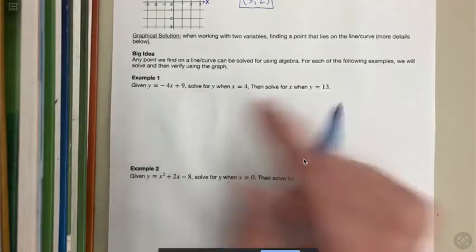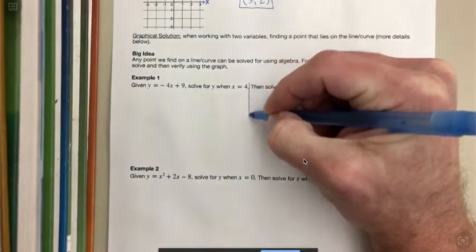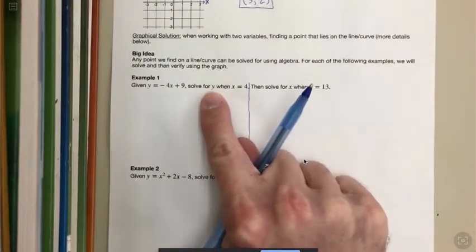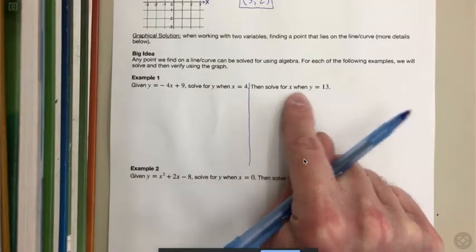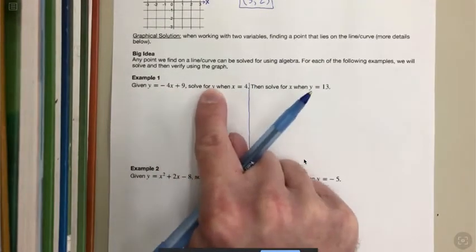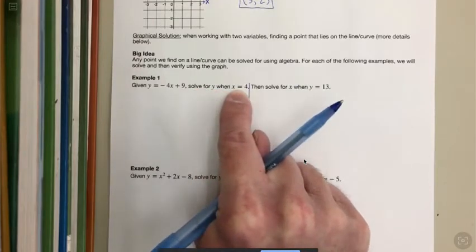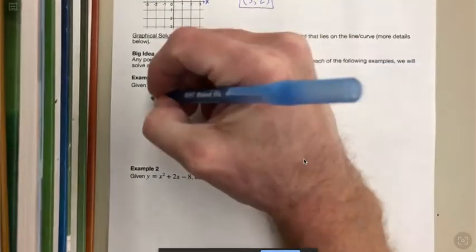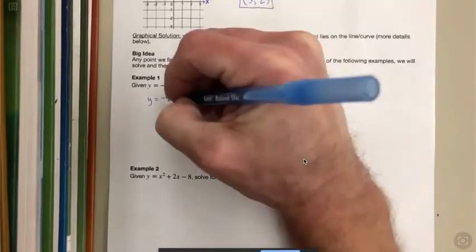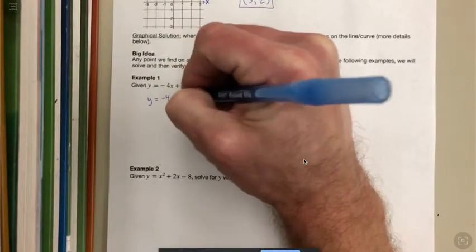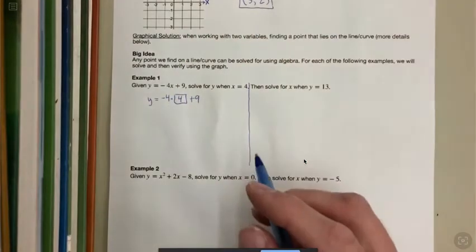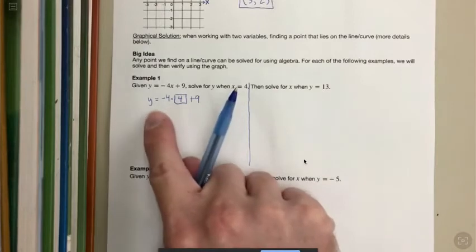We're going to break this into two problems here. One where I give you x and say find y, and one where I give you y and say find x. So here's my equation. Now I'm saying solve for y when x equals 4. In other words, I'm replacing my x with 4, and I want to know what y is.